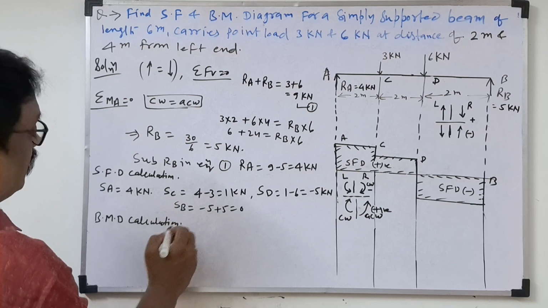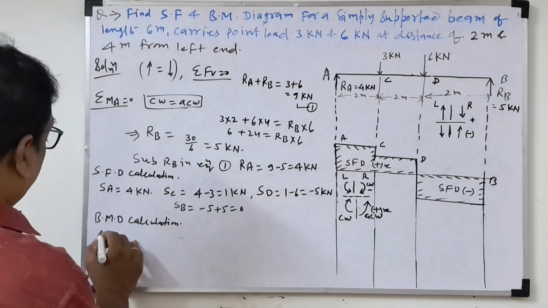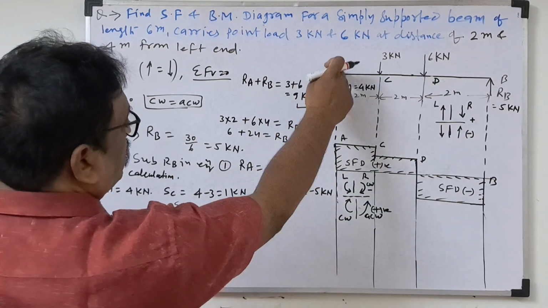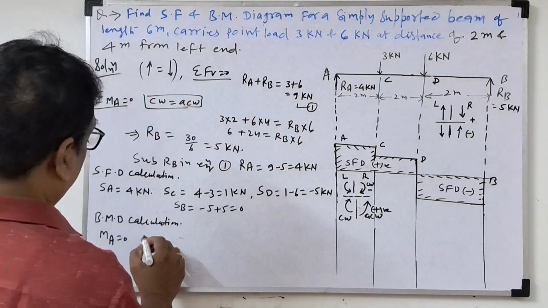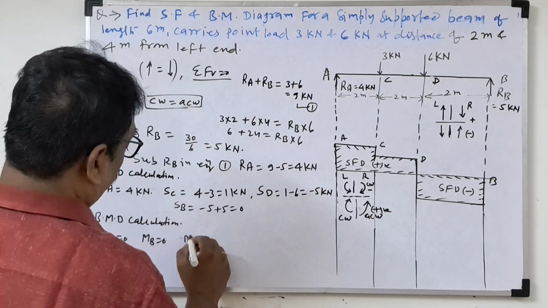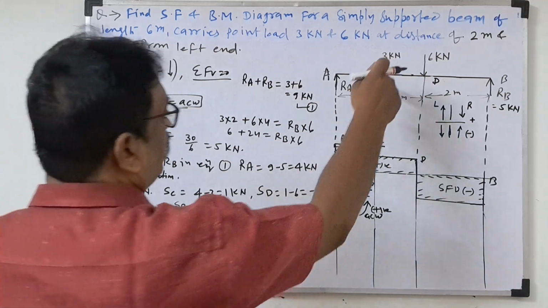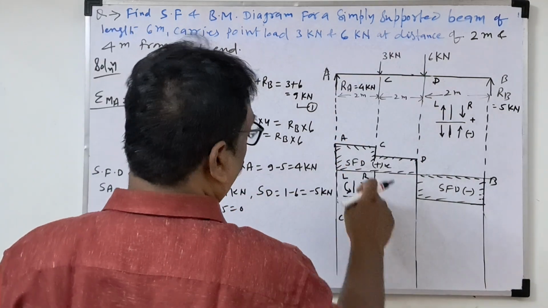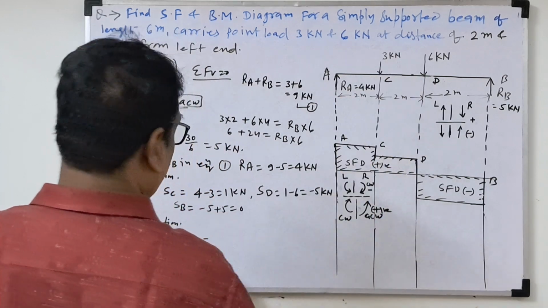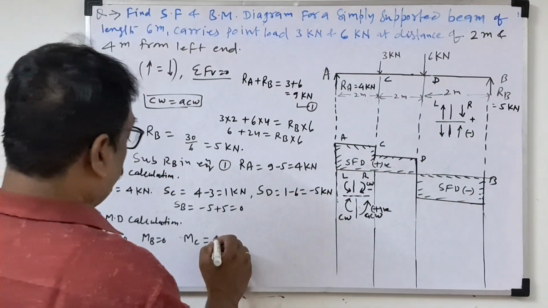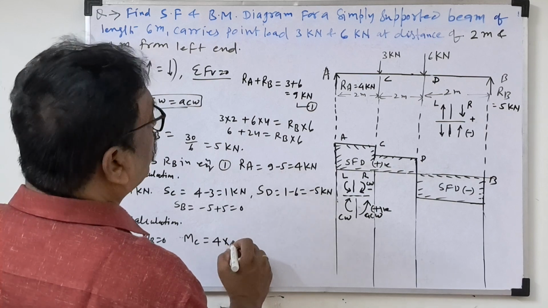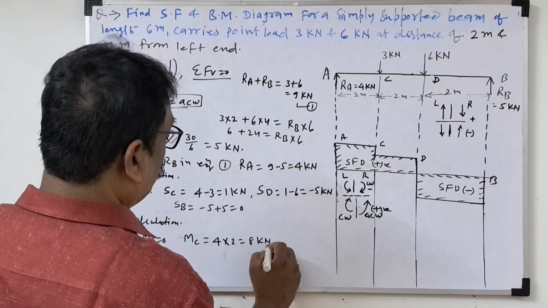So sign conventions will be followed in your bending moment diagram calculation. See here, at point A it will be 0 because force is there, no distance. Then bending moment about B will also be 0 at point B. So bending moment at C and D will come. At C, this is clockwise. Clockwise will be positive, left side I am taking. So left side clockwise is positive. So what will come here? 4 into distance 2, so 8 kilonewton meter.